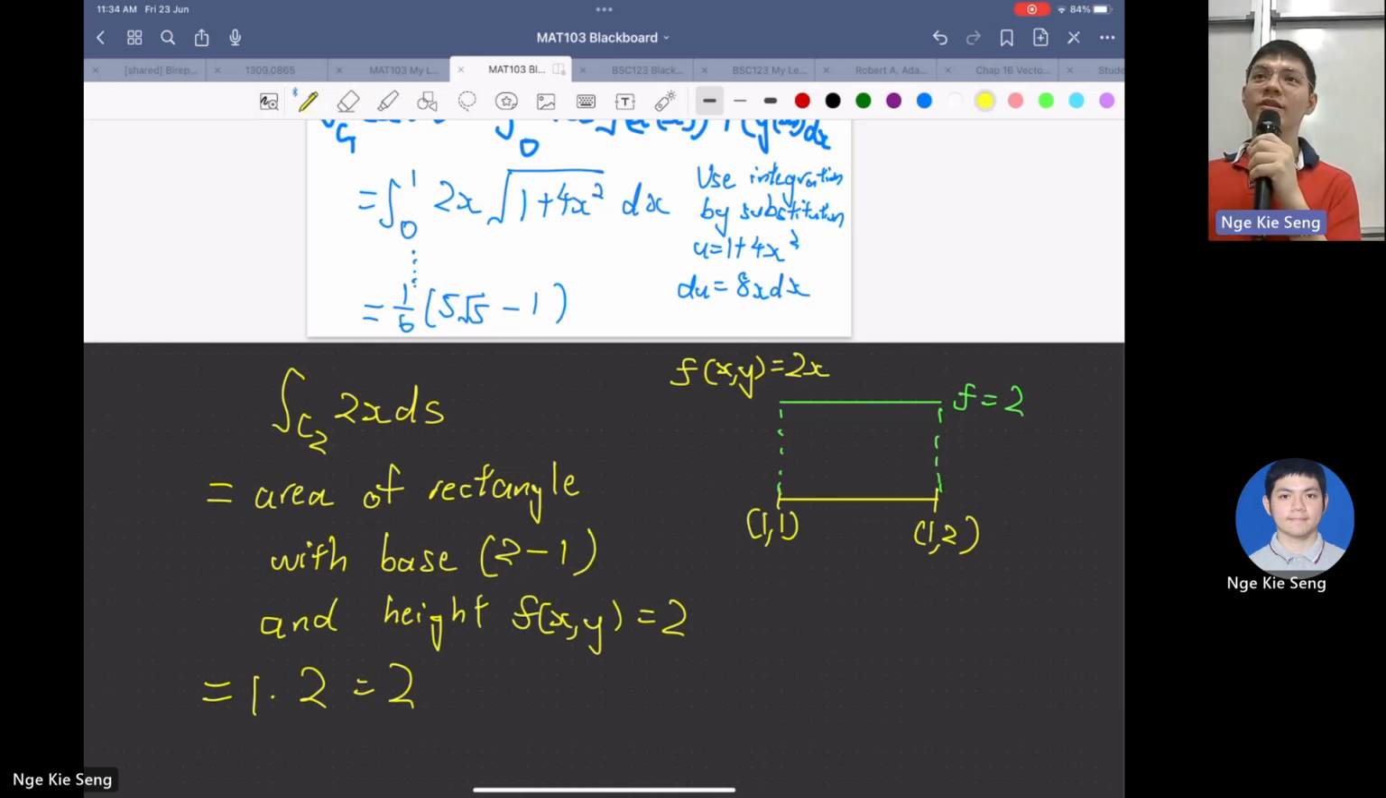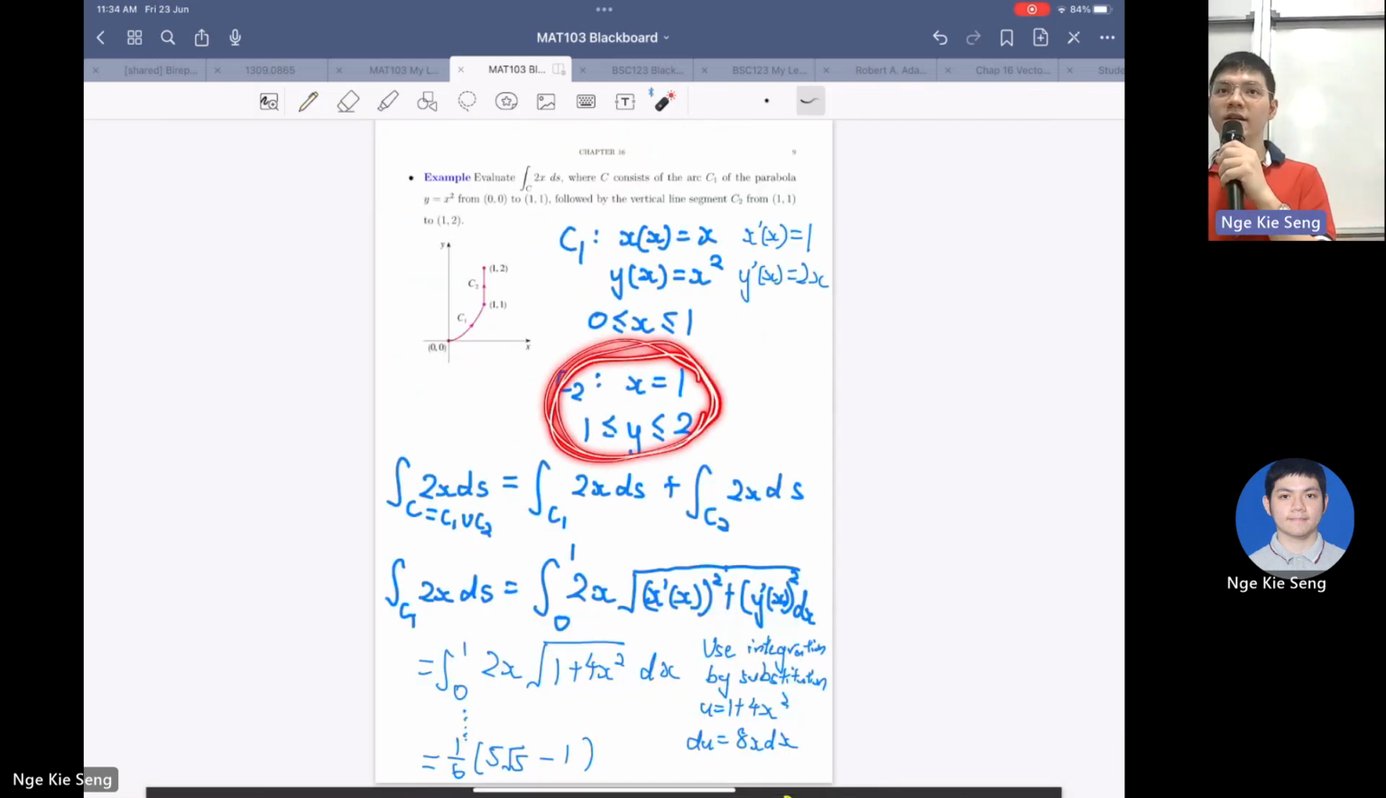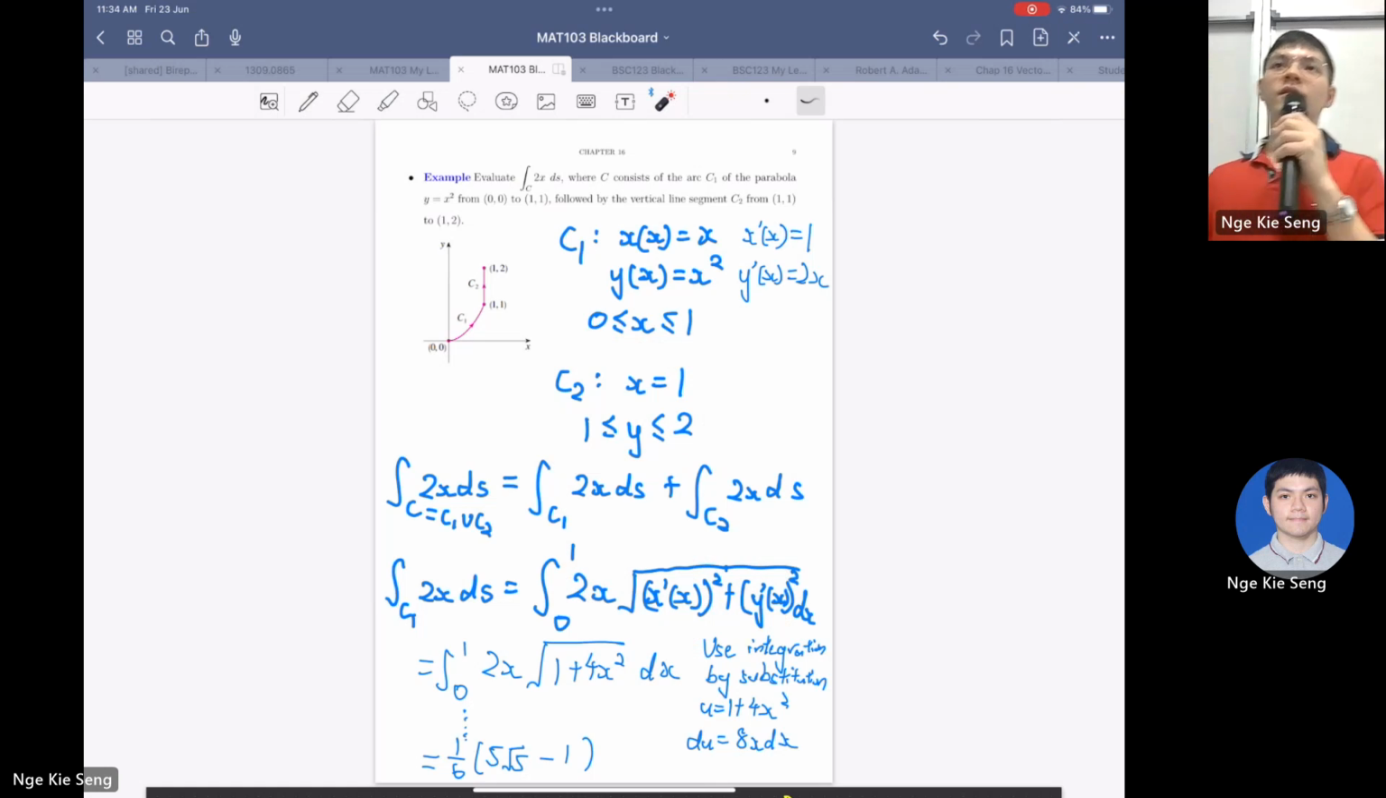Do you get what I mean or not? So you take this parametric equation, and then try and compute what is x prime, y prime, and then compute this 2x. Any question? You want me to show you, or you know what I'm talking about?